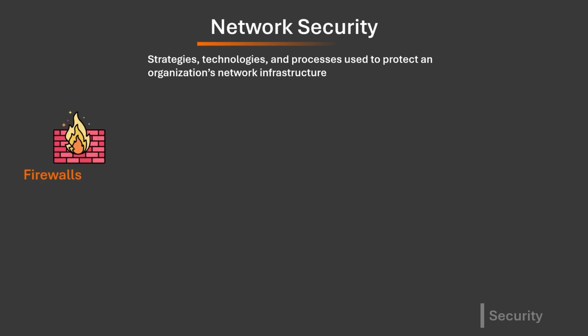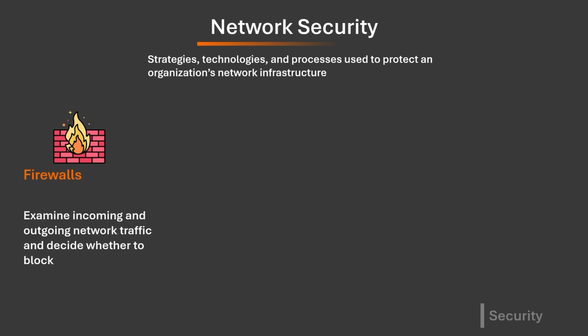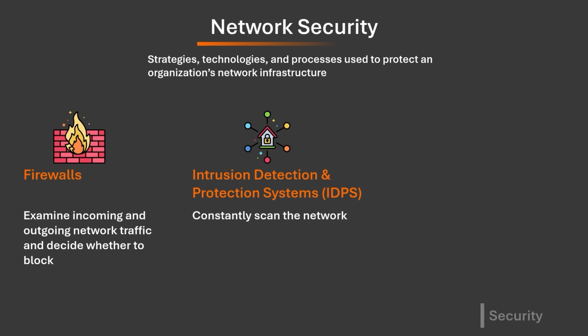We have firewalls. These are our first line of defense. Firewalls act like gatekeepers. They examine incoming and outgoing network traffic and decide what to allow or block based on a set of rules. We have intrusion detection and prevention systems, or IDPS. IDPS constantly scan the network for suspicious or malicious activity. IDS alerts you when something looks off. And IPS takes it a step further by actively blocking the threat.